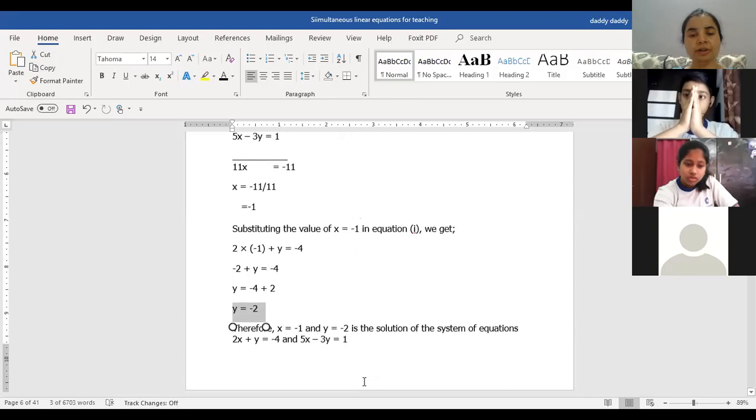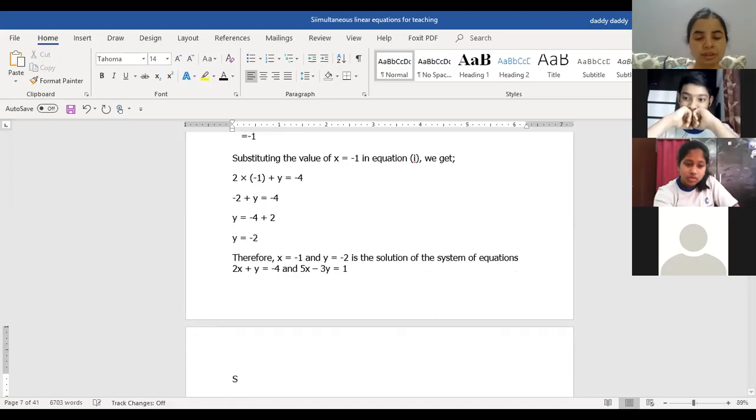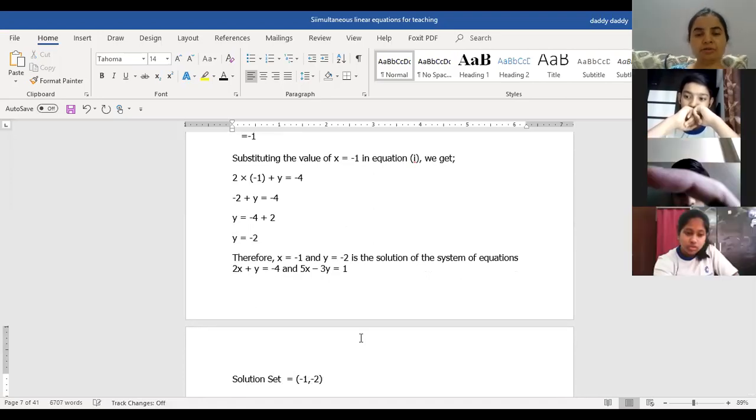And again, you will write the solution set. Solution set is equal to, put a circular bracket, and x is minus 1, comma. Always we write the value of x first and then minus 2, and bracket close. This is how you're going to write it.